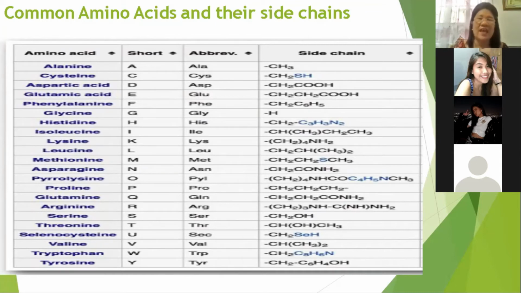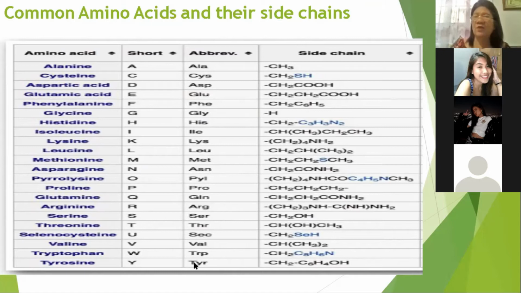Then isoleucine, I, ILE, lysine, K, lys, leucine, L, methionine, M, met, asparagine, N, ASN. Then pyrrolysine, O, PYL. Then proline, P, pro, glutamine, Q, GLN, arginine, R, ARG, serine, S, SER, threonine, THR, selenocysteine, U, sec, then valine, V, val, tryptophan, W, trp, and tyrosine, Y, TYR.